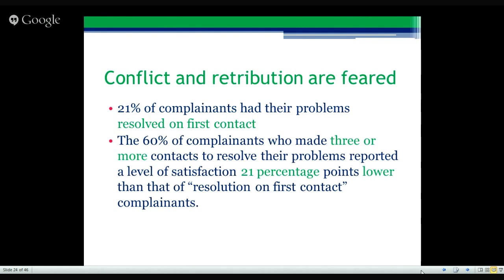So what was found again in the survey, about 60% of complainants made 3 or more contacts to resolve a problem. That's way too much, whereas only 21% of complainants had their problems resolved on first contact. 3 or 4 times is a lot to try to figure out. I mean, think about yourself. You're on the phone, you're trying to get something figured out. You have to jump through hoops, and you're doing tricks to try to figure out, how can I really get my complaint solved? And it can be something simple.